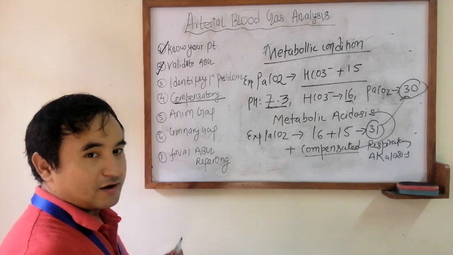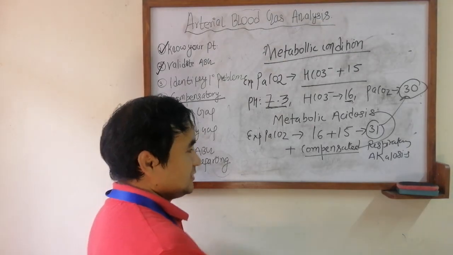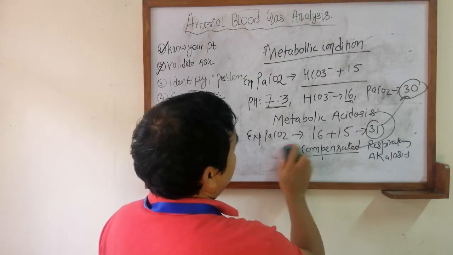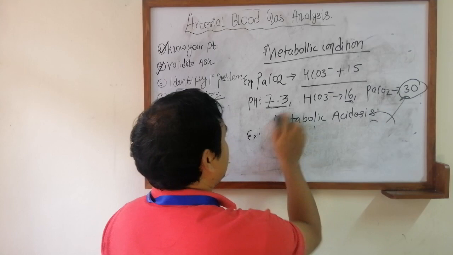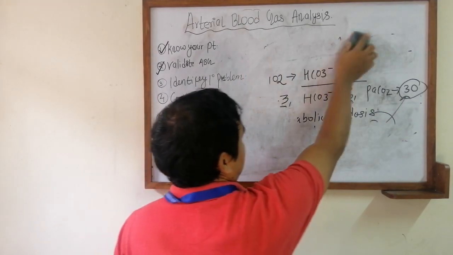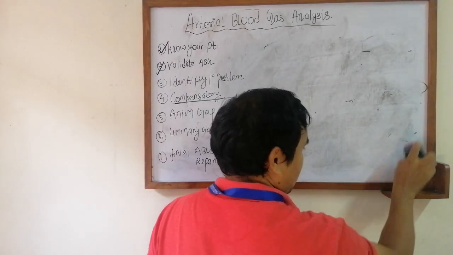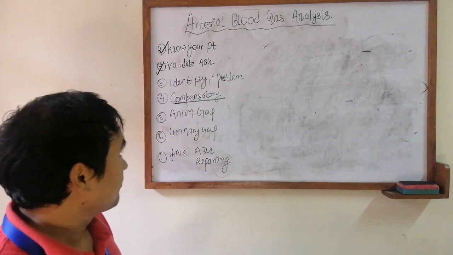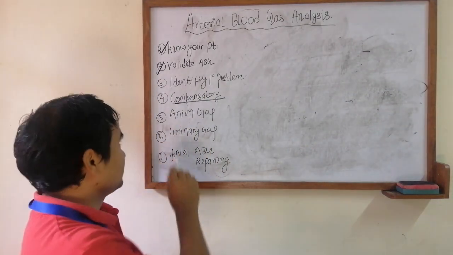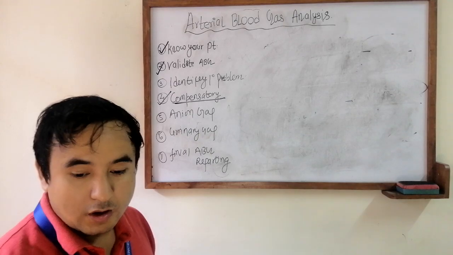So this is a well compensated ABG here. Similarly, you can apply the same formula in conditions where there is a metabolic alkalosis. This is how we check the compensation.